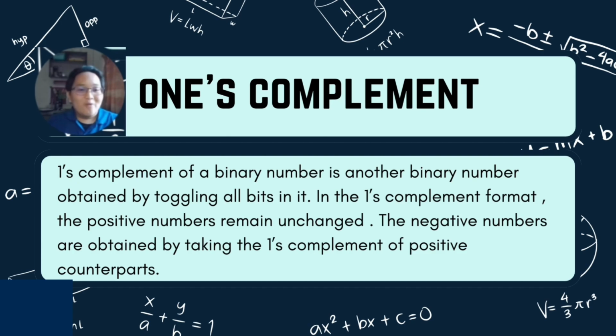So, moving on to the ones complement or the first complement. The first complement is another binary number that is obtained by toggling all bits in the number. In the first complement format, the positive numbers will remain unchanged. However, the negative numbers, we can obtain by taking the first complement of the positive counterparts.